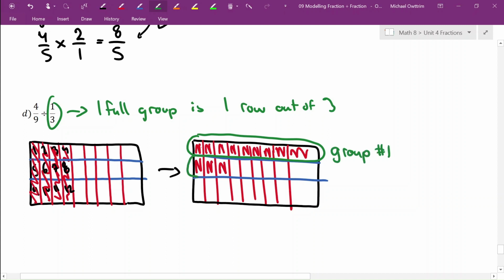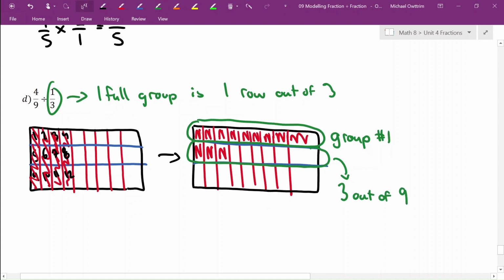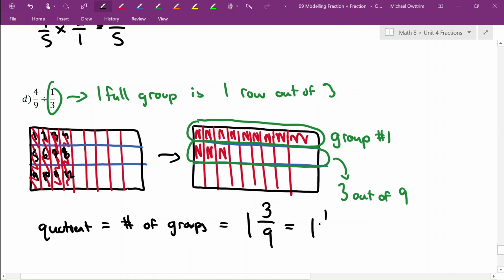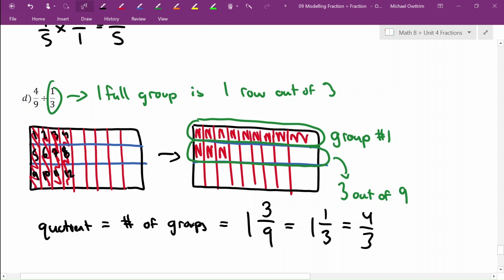And then in our second group, that's going to be our partial group, we have 3 out of 9 pieces in that group. So our quotient is our number of groups. And we have one full group, and we have 3 out of 9 in our partial group. Simplifying 3 out of 9, we have 1/3, and converting that to an improper fraction is 4/3.